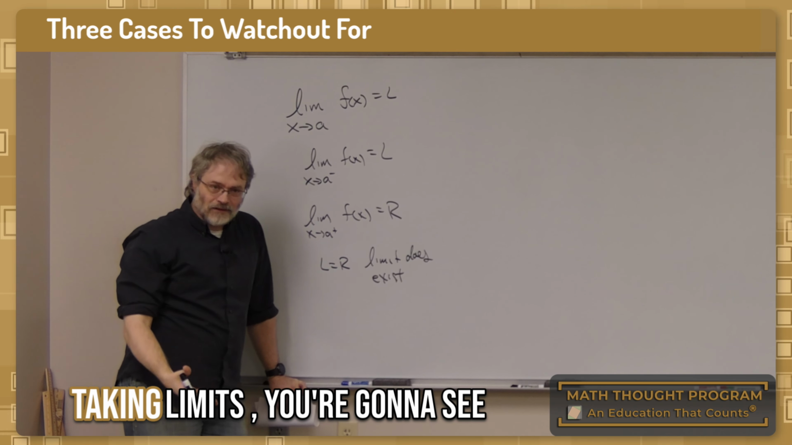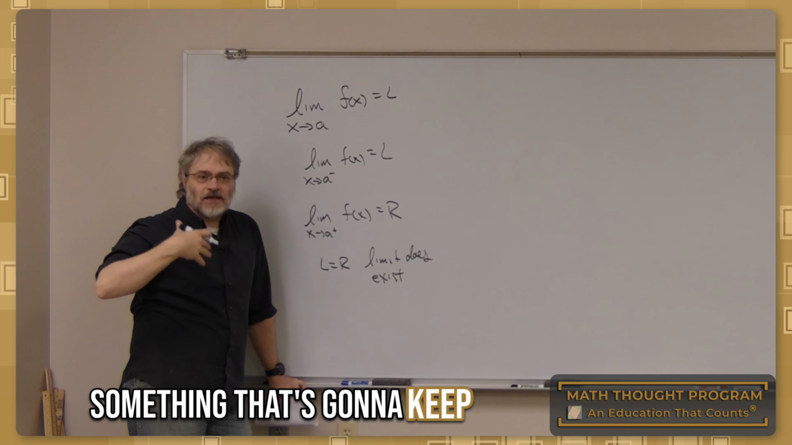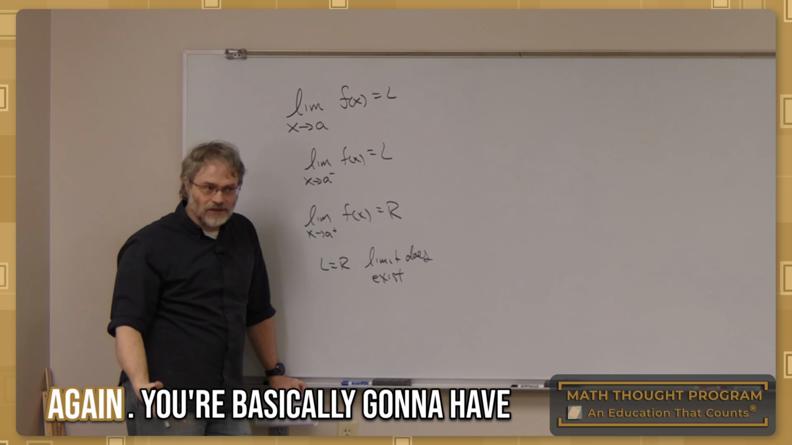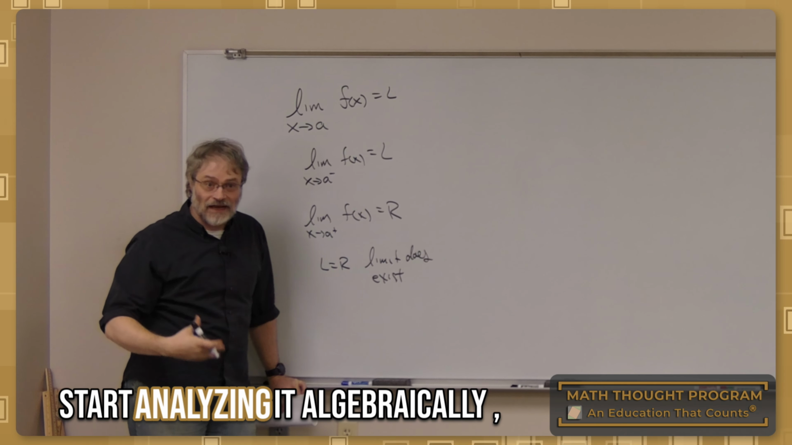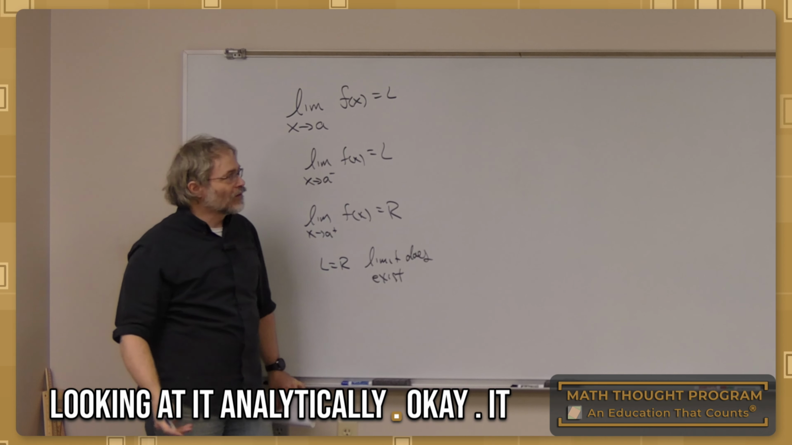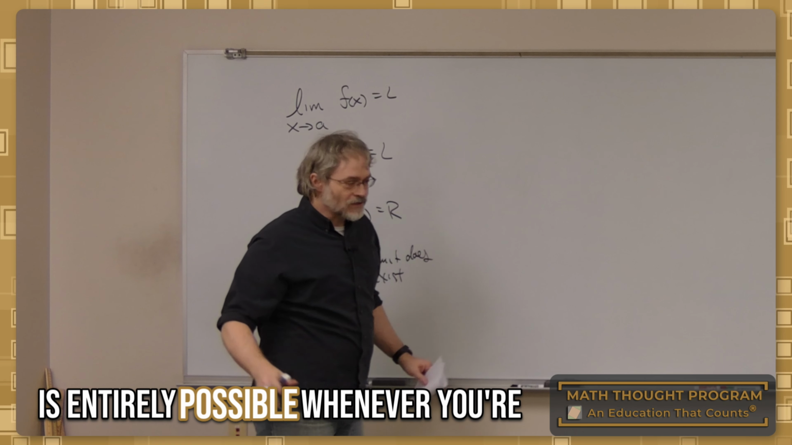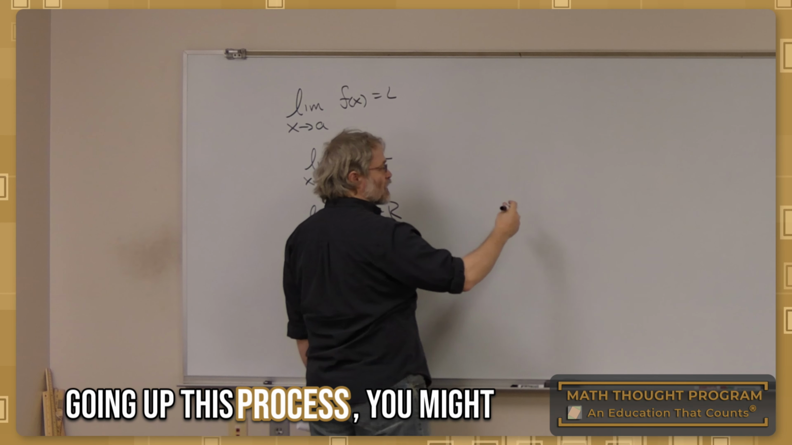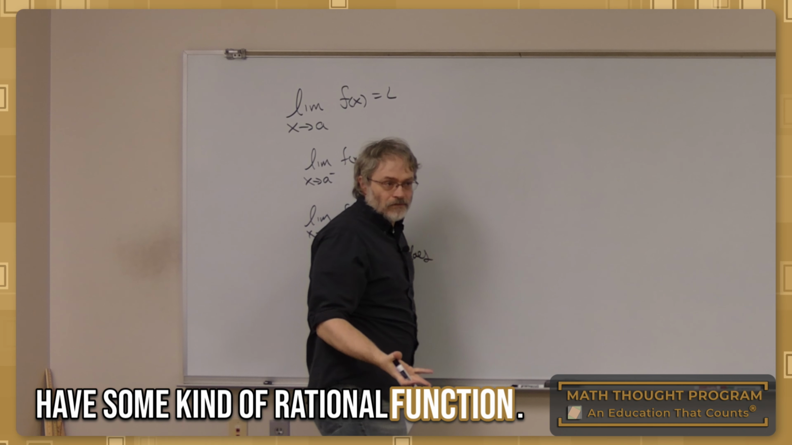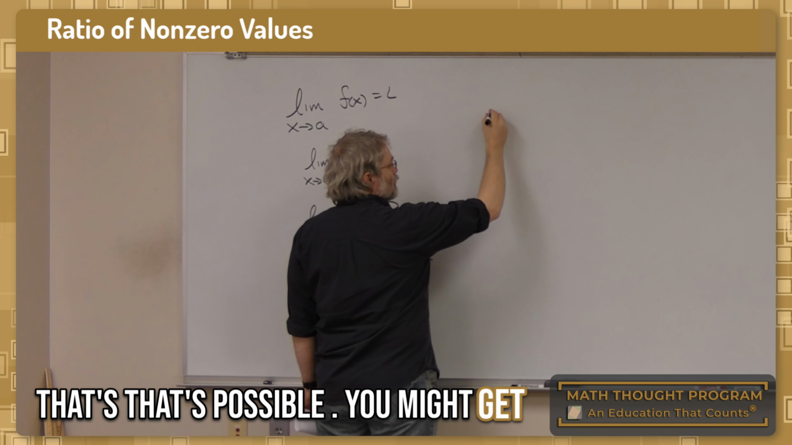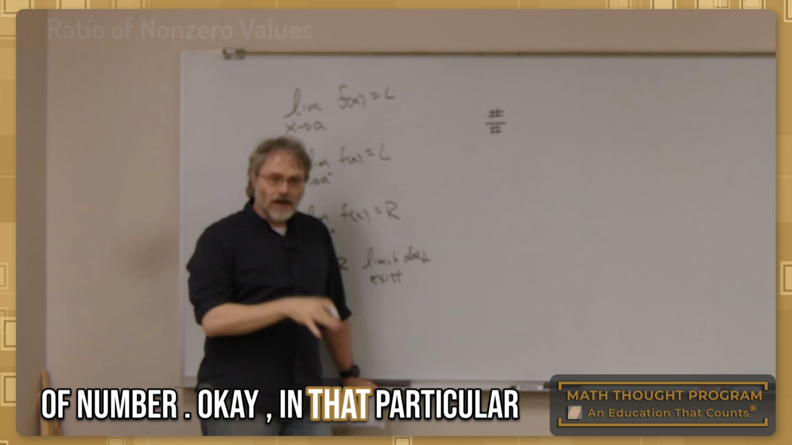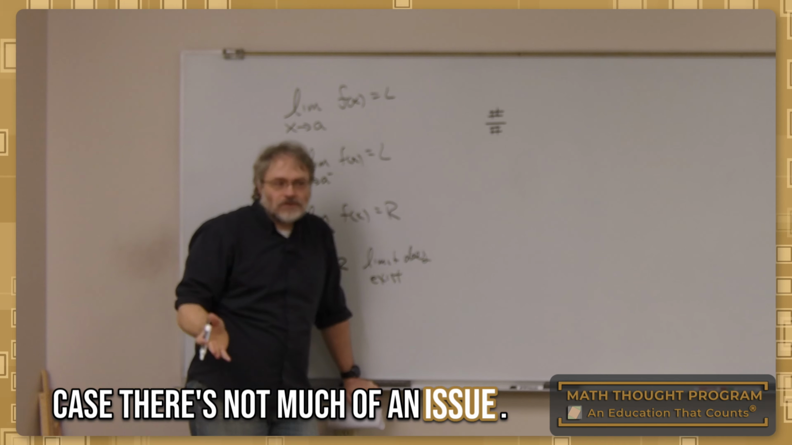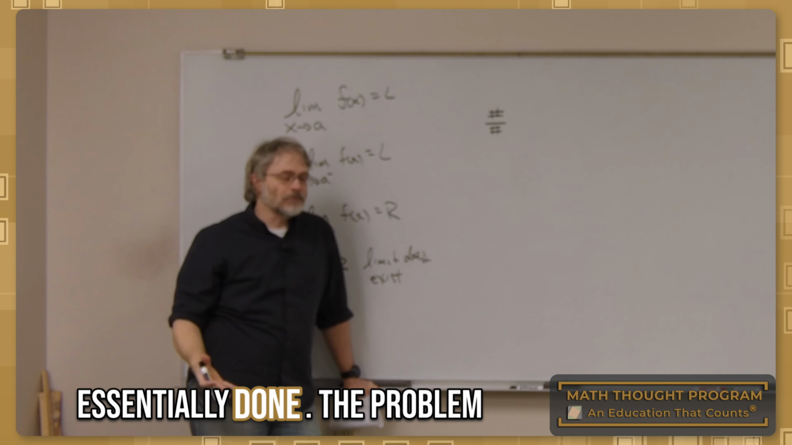So the only reason why you can say this is because the left and the right are identical when you look at the limits. So whenever you're taking limits, you're going to see something that's going to keep occurring time and time and time again. You're basically going to have three different cases when you start analyzing algebraically, looking at it analytically. Okay, it is entirely possible whenever you're going about this process, you might have some kind of rational function. That's possible. You might get some kind of number over some kind of number. Okay, in that particular case, there's not much of an issue. You just kind of go with it and you're essentially done.